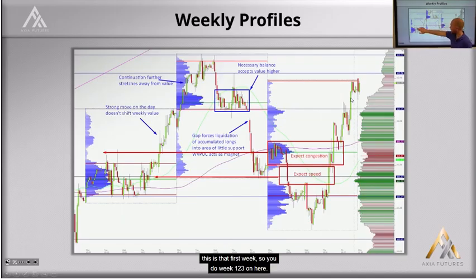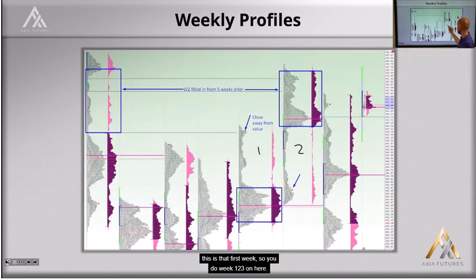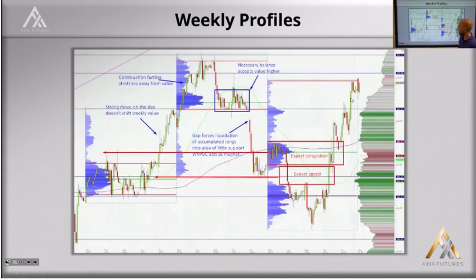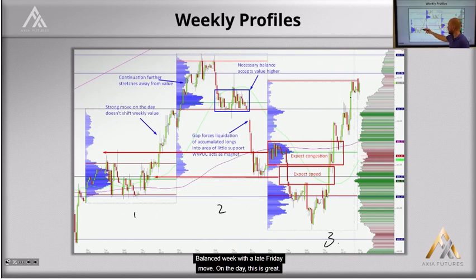This is that first week, so you do week 1, 2, 3 on here. This is week 1, 2, 3 on here. And you see, similar to that gold reaction, a balanced week with a late Friday move. On the day, this is great. This is a decent, strong, trendy type move. But on the week, this is not so strong. You come in on the Monday, so this is the Friday move, you come in on the Monday and you get another trendy type move. Really strong looking market. This is where people overweight the most recent information.